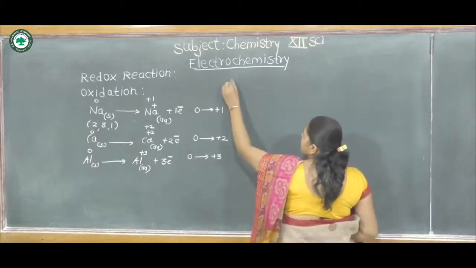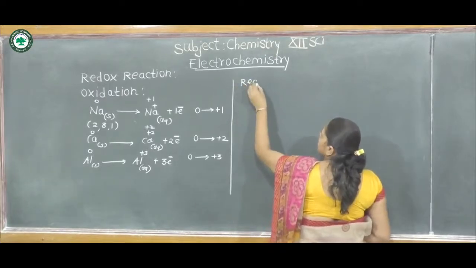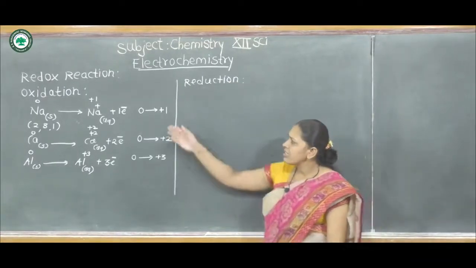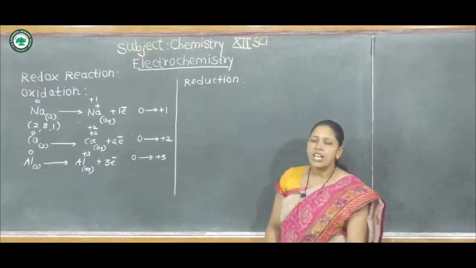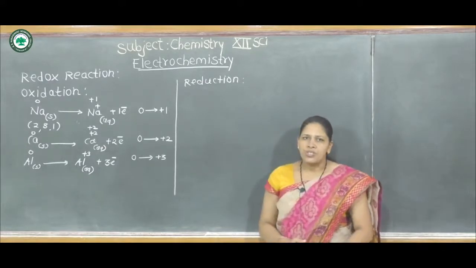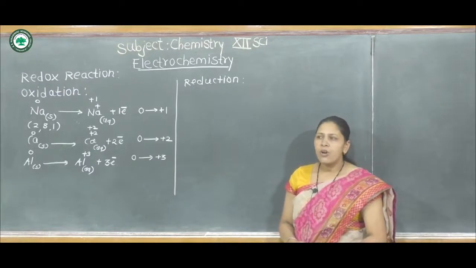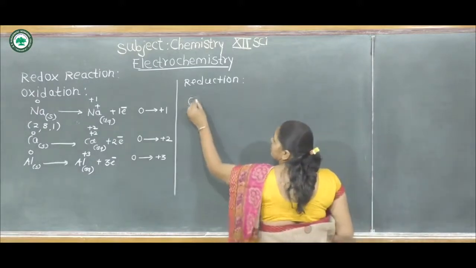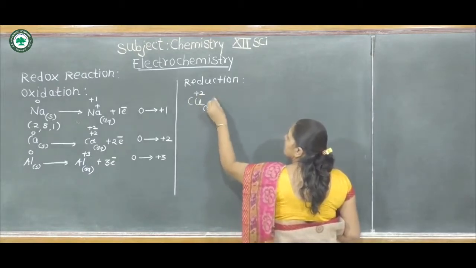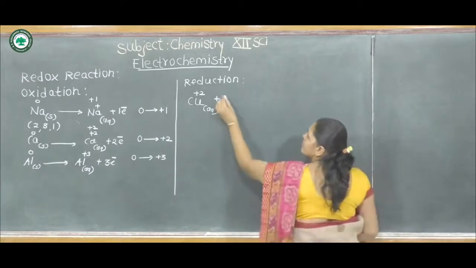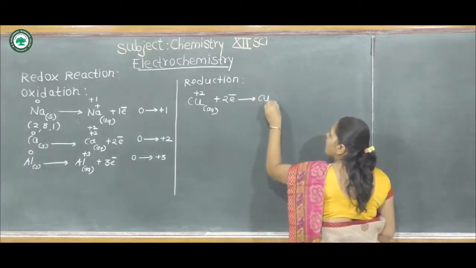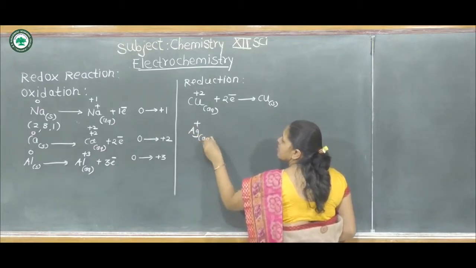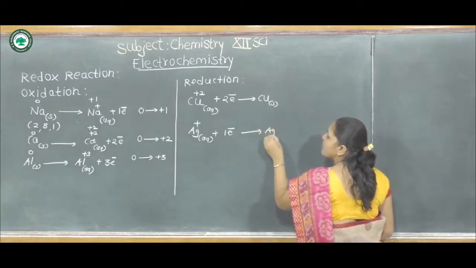Then the next concept is reduction. Exactly opposite to oxidation. Here one or more electrons were lost by sodium, calcium and aluminium. Exactly opposite to oxidation, reduction is gain of one or more electrons by any species. For example, copper 2+ ions accept 2 electrons to form copper metal. Second example, silver + ion accepts 1 electron to form silver metal.